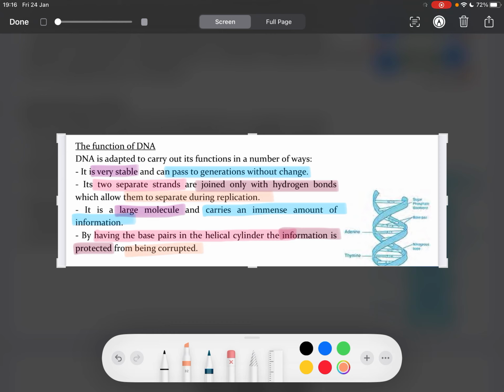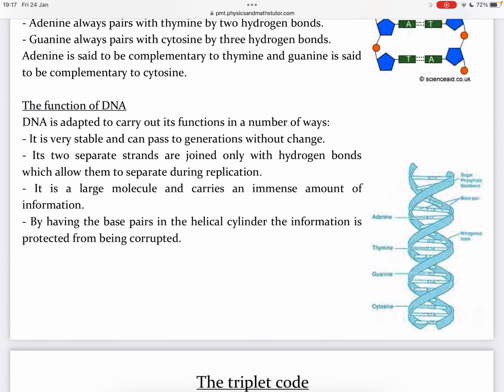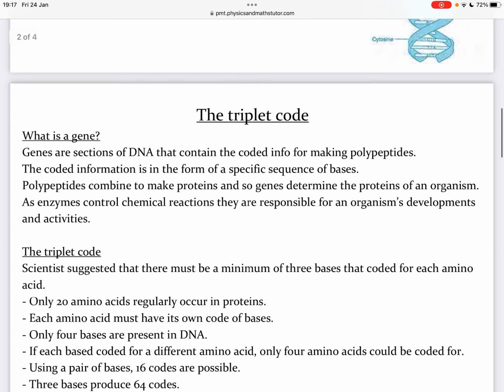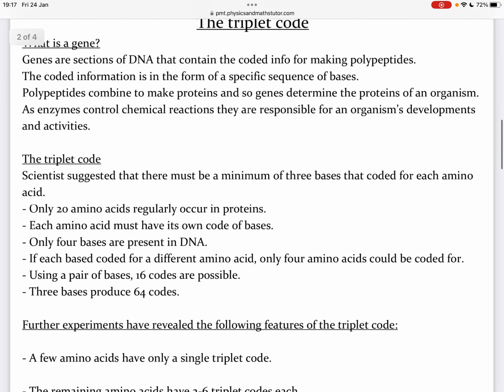Let's read each color alone. DNA is very stable and it's a large molecule. DNA can pass to generations without change, and DNA can carry an immense amount of information. DNA has 2 separate strands, and DNA has the base pairs in the helical cylinder. DNA is only joined with hydrogen bonds, which allow them to separate during replication. And by having the base pairs in the helical cylinder, information is protected from being corrupted. This is actually very important. I'll save it and make sure to write it this way in the notes. This is very important, guys.